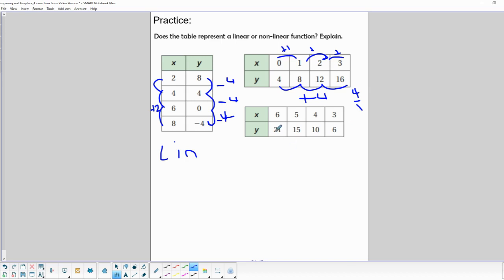How about this last one here? In the y direction, we go from 21 to 15 to 10 to 6. So when I go from 21 down to 15, that's a decrease of 6. From 15 to 10, that's a decrease of 5. And from 10 to 6, that's a decrease of 4. So there may be some kind of a pattern going here, but it's not a linear pattern. And the change in x is minus 1, minus 1, minus 1. So we're going down by 1 each time in that section.